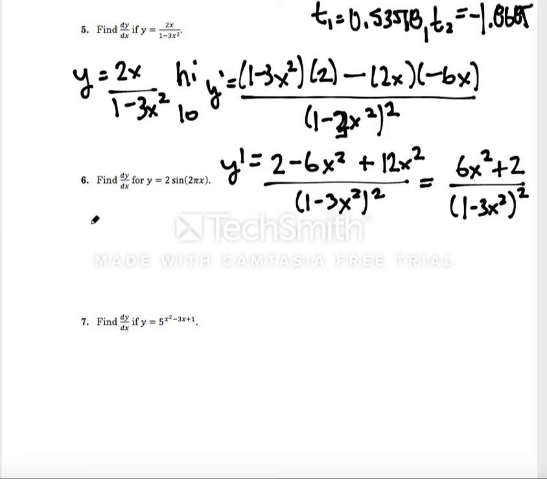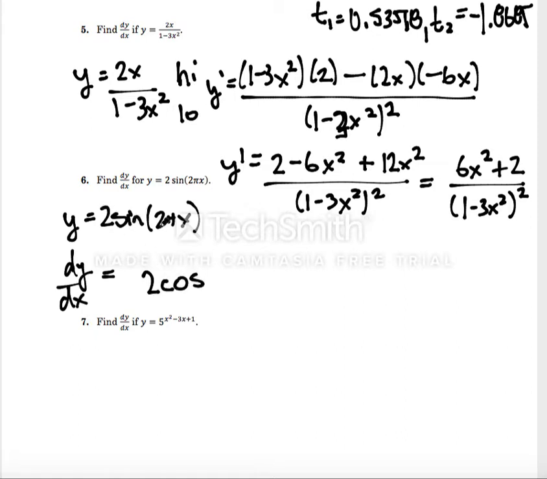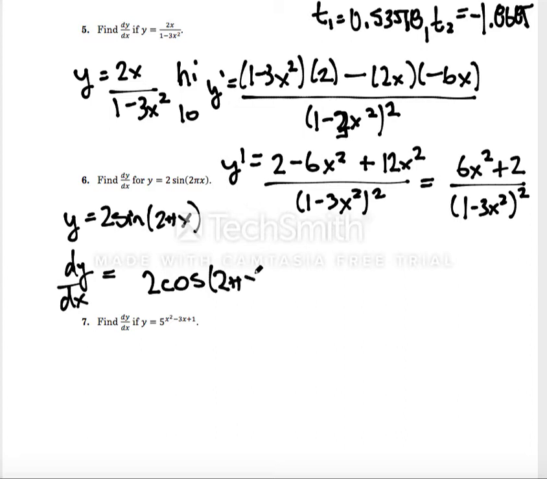Moving on to 6. I want to find the derivative of this, and now we have a trig function, and it actually involves the chain rule as well. If y is 2 sine of 2 pi x, the first thing I want to do is take the derivative of the exterior. The derivative of a sine function is simply cosine. I'm going to leave this coefficient of 2 out front. The derivative of sine of x is cosine of x, so my sine becomes a cosine, and the argument for that remains the same. So my 2 pi x inside my sine stays the same. So I have 2 pi x.